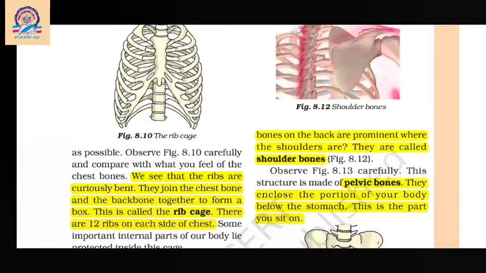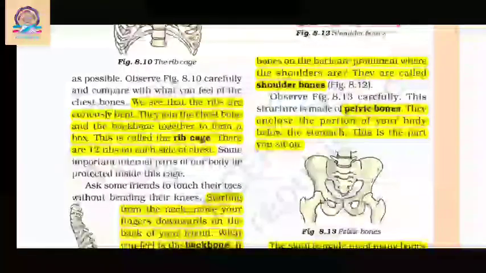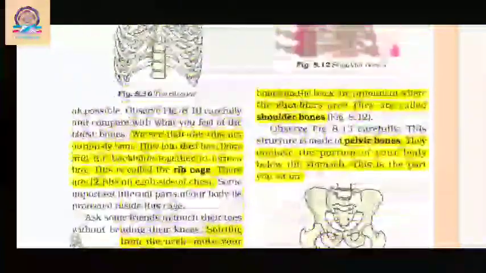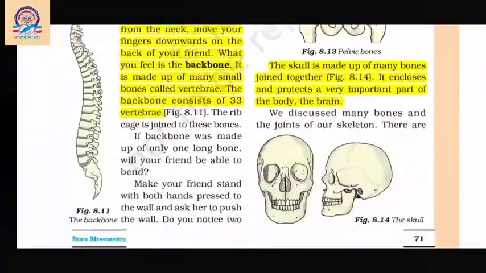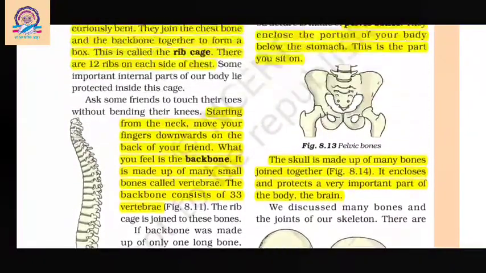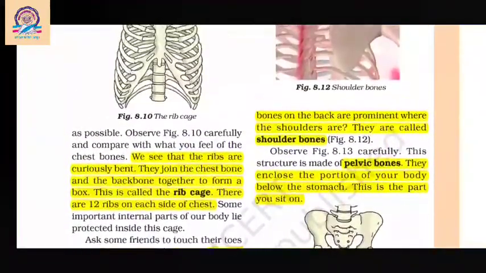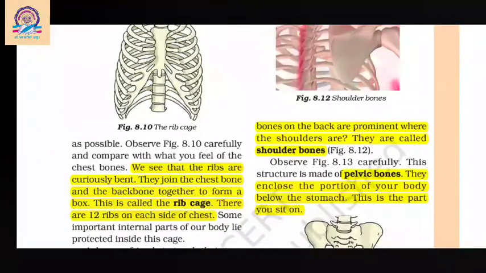Very good. Next we have to study different bones such as the rib cage, then the backbone, then we have the shoulder bone, pelvic bones, and finally the skull. So let's see what is rib cage. As the name suggests, cage, it is a kind of box. So let's see what it is.